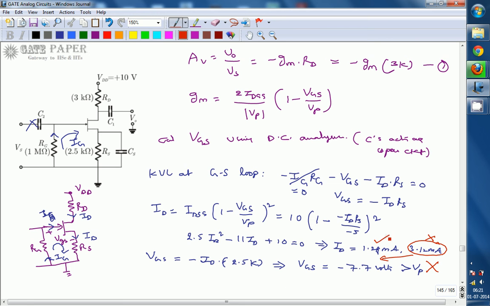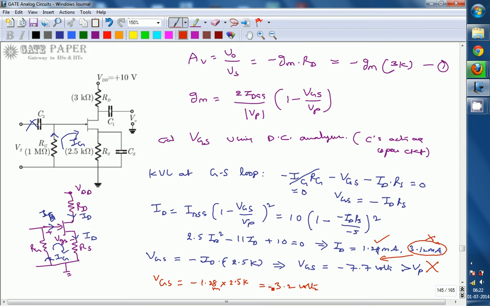So with the help of 1.28 and VGS, if you calculate minus 1.28 milliamperes into 2.5 K, the value will be 3.2 volts. VGS value is minus 3.2 volts.